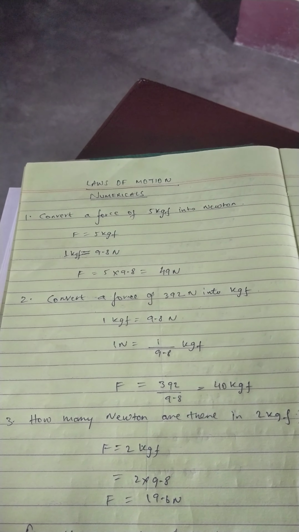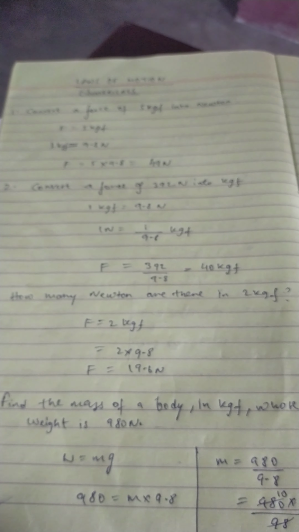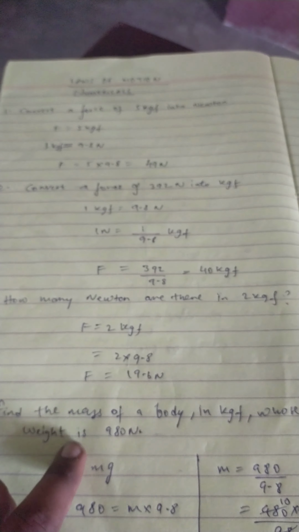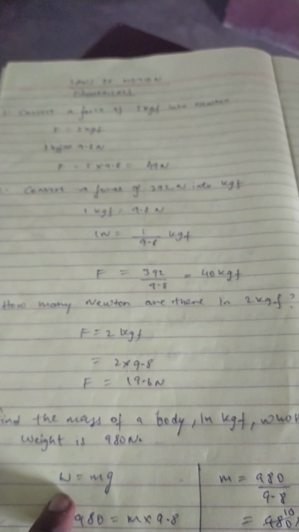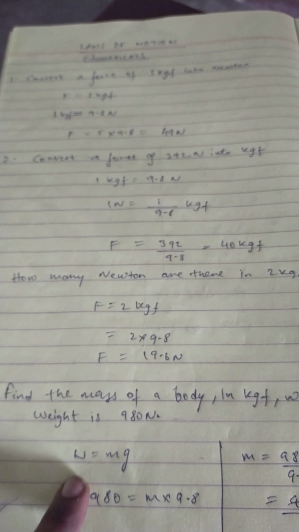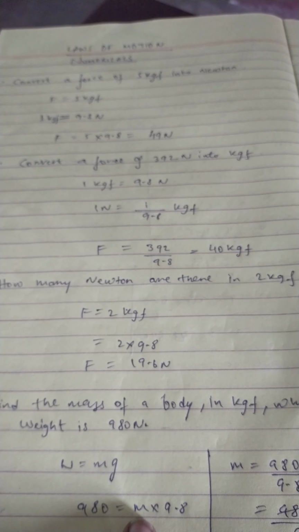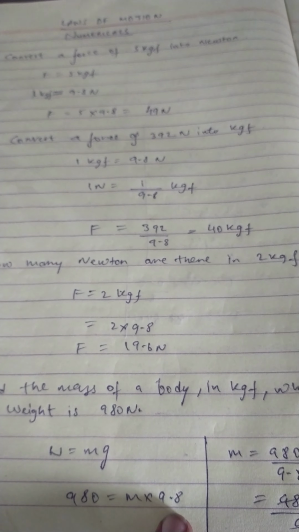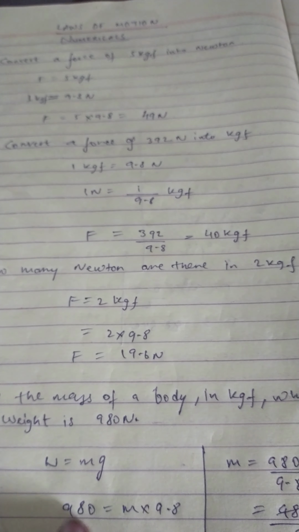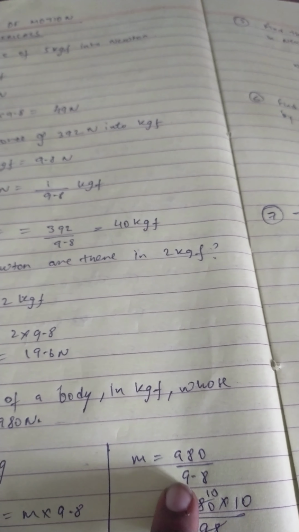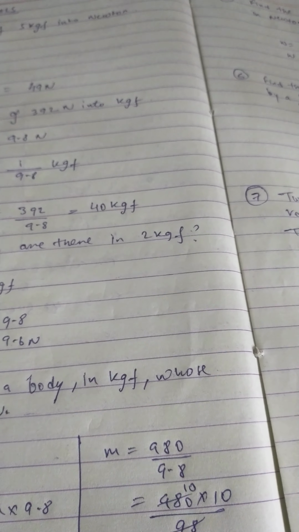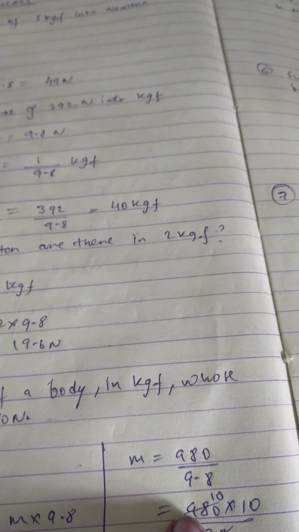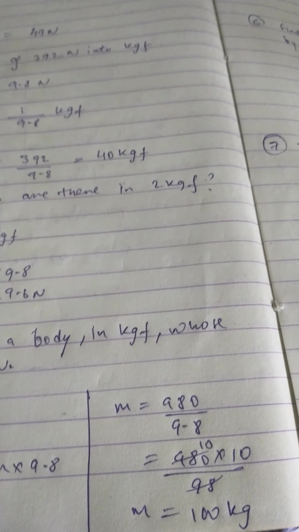Question number 4, find the mass of a body in kg whose weight is 980 Newton. Now you see, weight equals mg, weight is given 980 Newton, mass we have to find here, and g, that is acceleration due to gravity, that is known, that is 9.8. So m equals 980 divided by 9.8. If you remove the decimal point here, 10 will be going up. So 98 10 ja 980, 10 into 10 is 100, that is 100 kg is the answer.